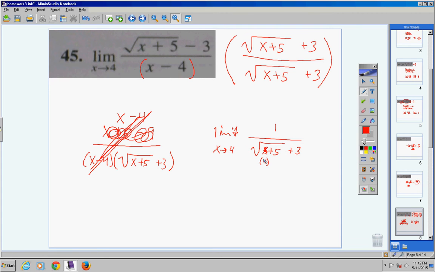So we have the square root of 9. 4 plus 5 is 9. The square root of 9 is 3. And 3 plus 3 is 6. So I end up with 1/6 with my answer. And that would be the limit. The answer is number 45.